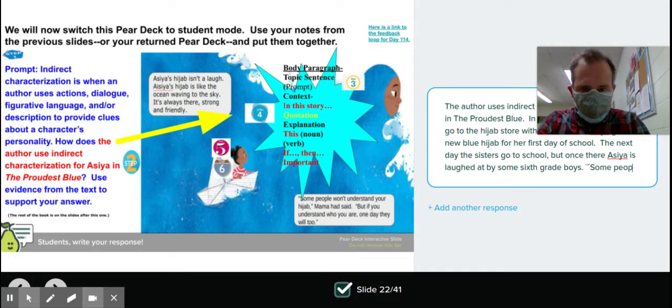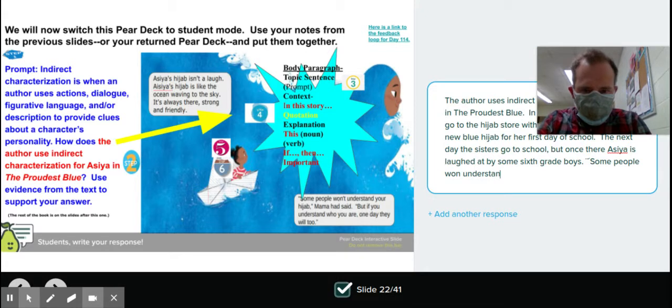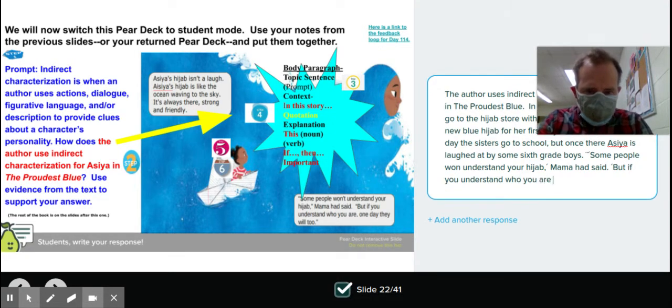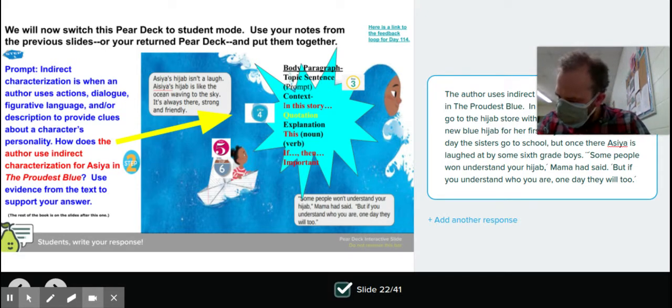"Some people won't understand your hijab," comma, apostrophe to show that the person is no longer talking. "Mama had said," period. Another apostrophe to show that they're going to say some more. "But if you understand who you are, one day they will too." Period. Parentheses, since it's dialogue, and a quotation mark to show that it's the end of their words. And I'll be starting my words again soon.